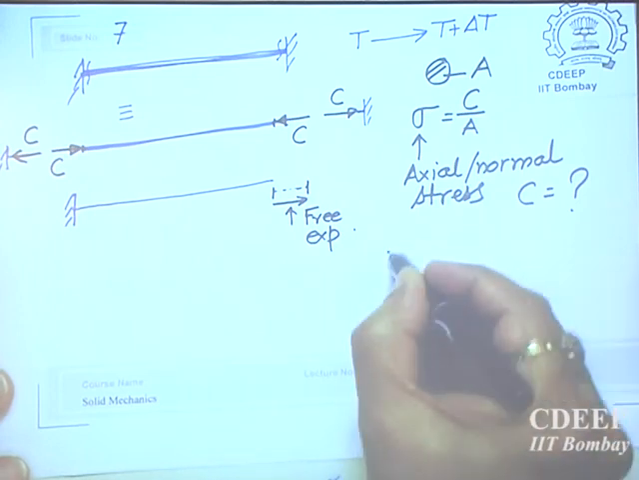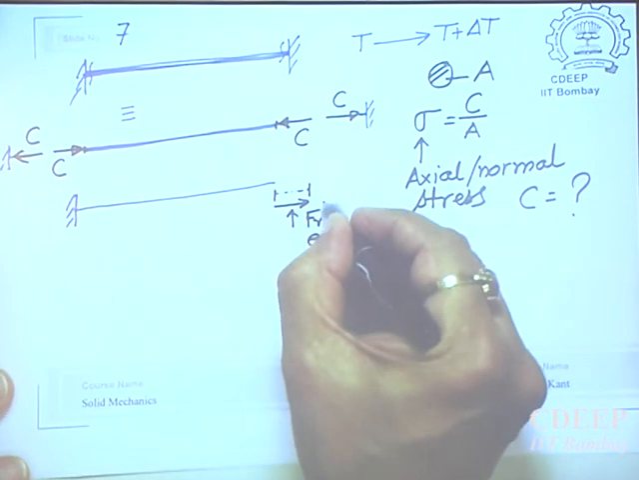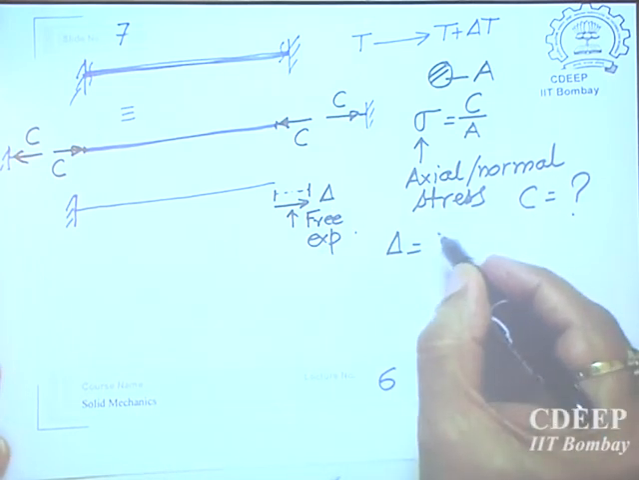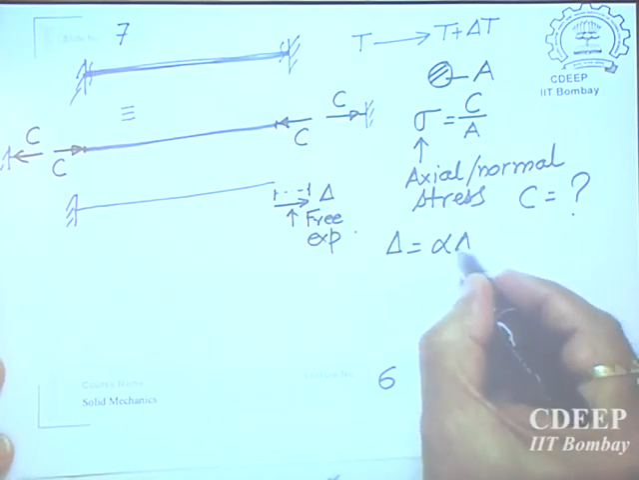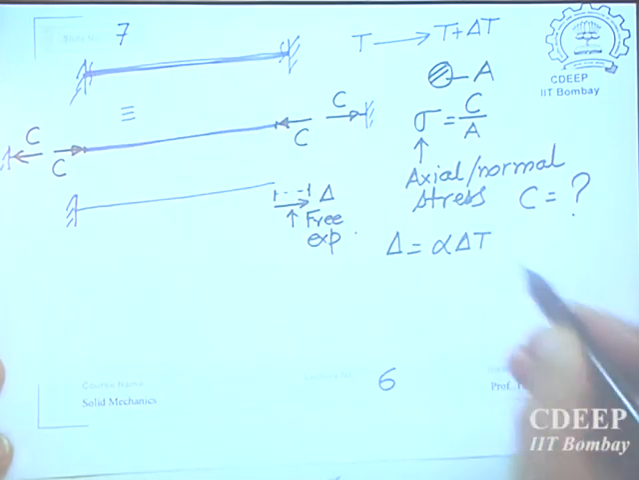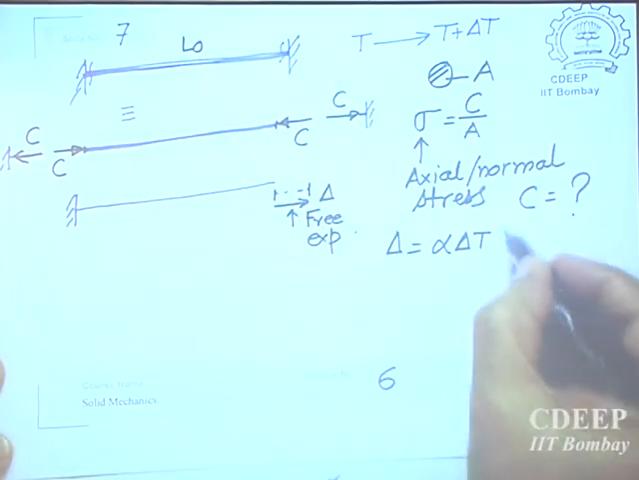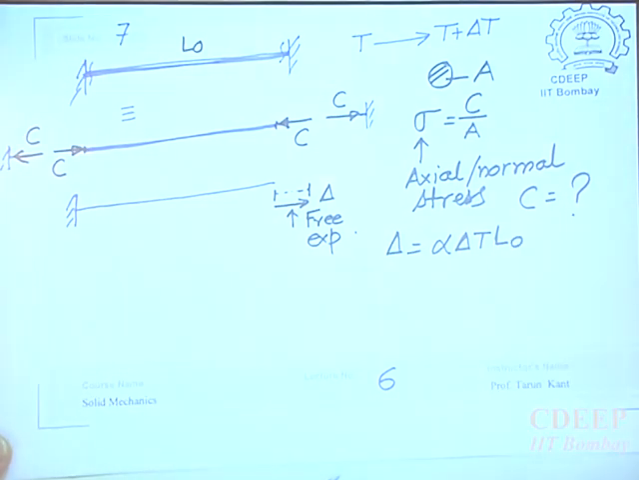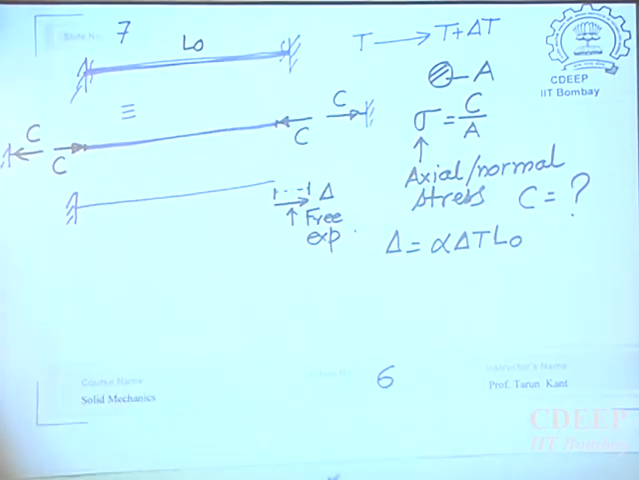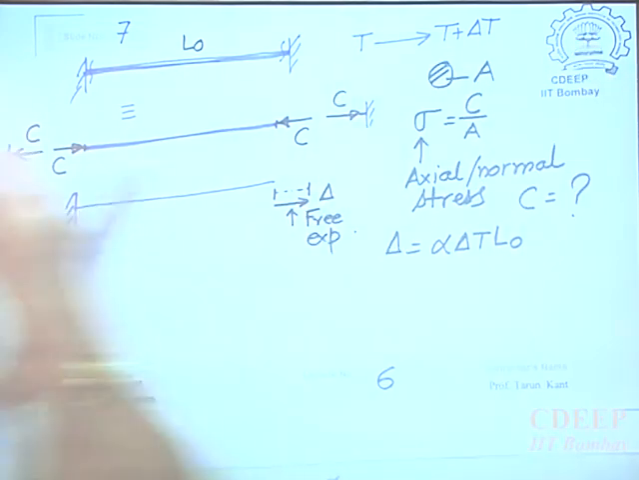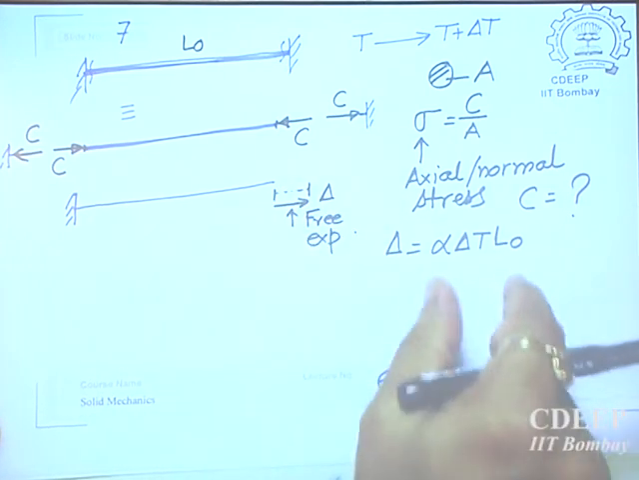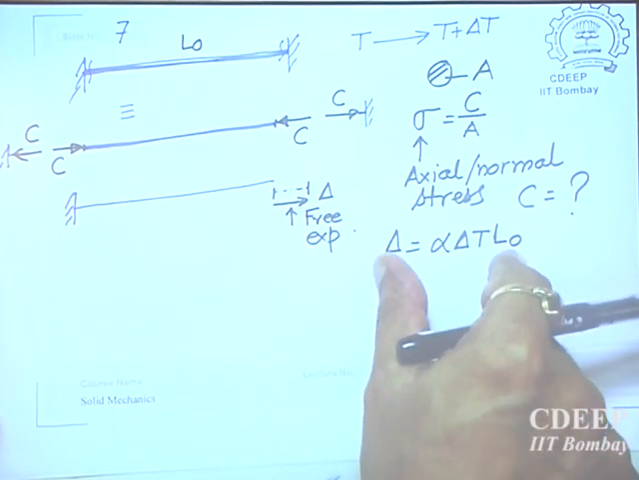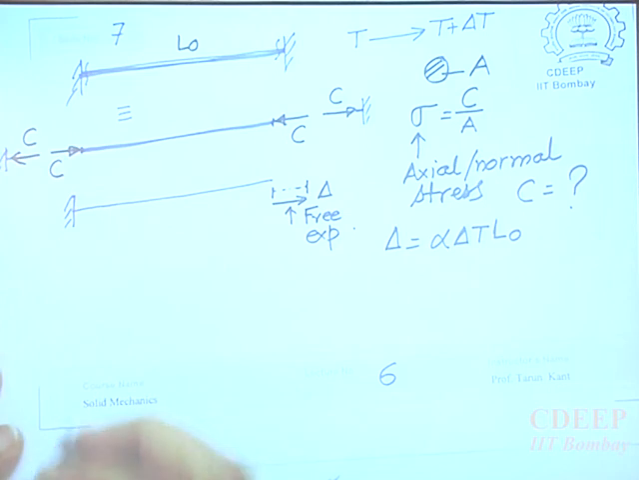What is delta? This is delta. How much is delta, please? Alpha into delta T into the length of the rod, let us say L naught. So this is known. Free expansion of the rod is known. But now you have a situation that there is no free expansion. So push this rod by a force such that I get a displacement equal to this much. So that means you have to now push it. So you have a situation here.